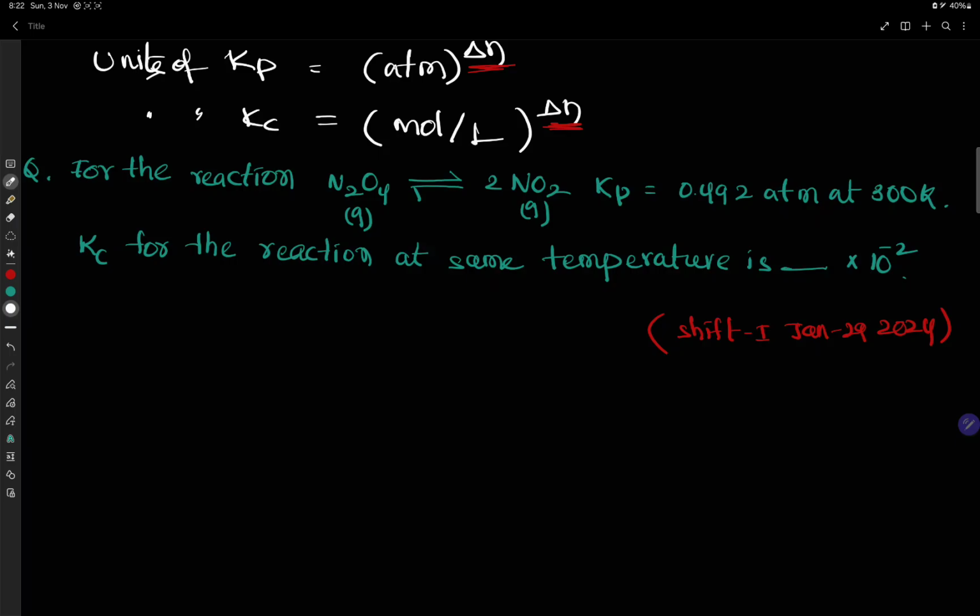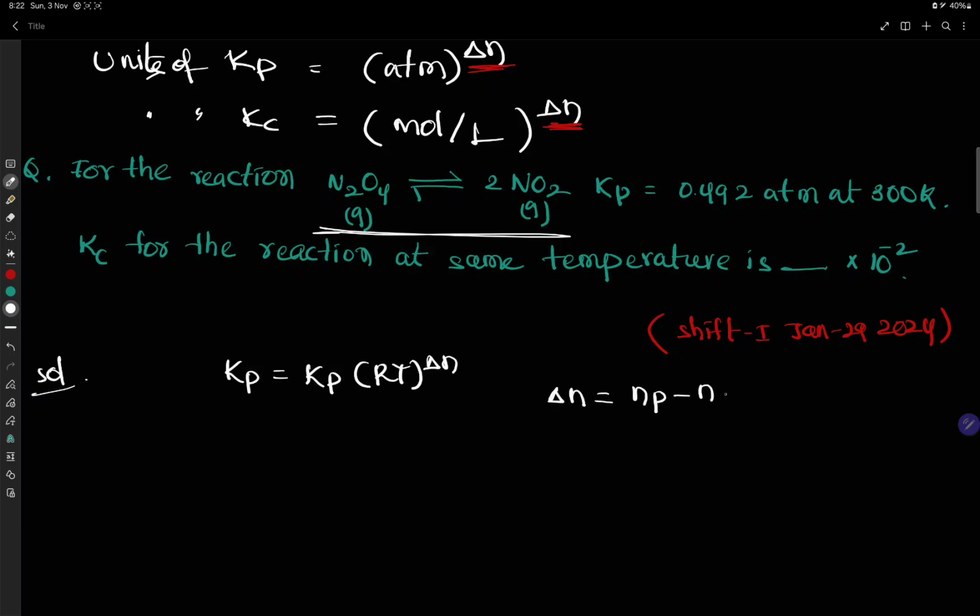Very simple. Kp is given, asked to calculate Kc. What is the relation between Kp and Kc? Kp is equal to Kc into RT power delta n. For the reaction given, what is delta n? Delta n formula is Np minus Nr: number of moles of gaseous product minus number of moles of gaseous reactant. How many gaseous products? 2. How many gaseous reactants? 1.